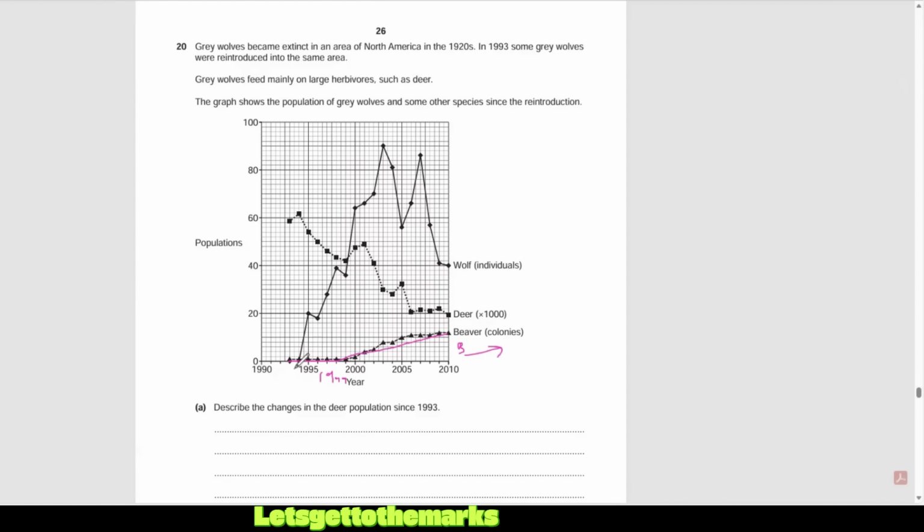The wolves were reintroduced in 1993, and their population's gone up. The beaver population has gone up after the wolves, so it might be a trigger. Look, the wolves went up first, and then the beaver went up after. So you could say that the increase in the wolf population has caused an increase in the beaver population. So that makes sense.